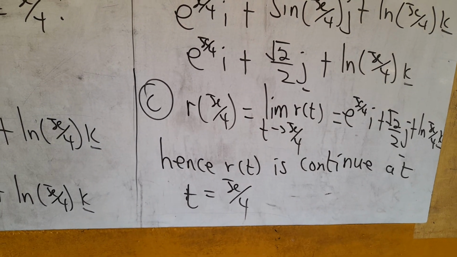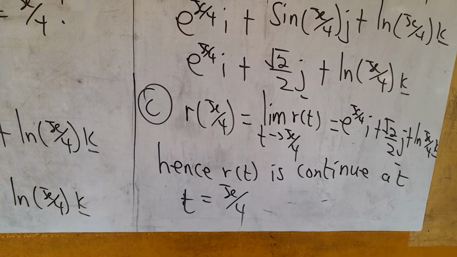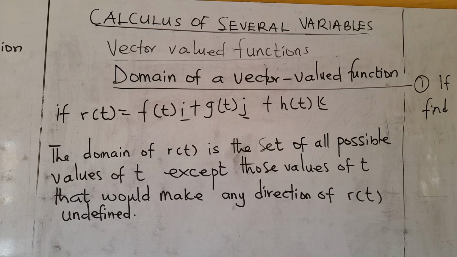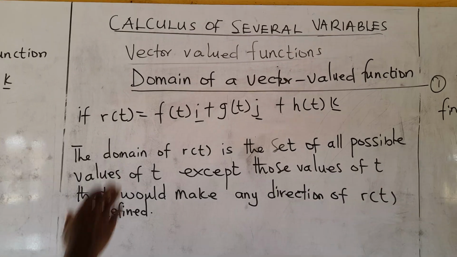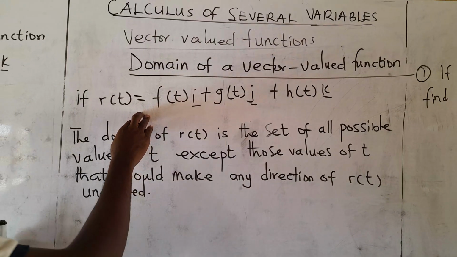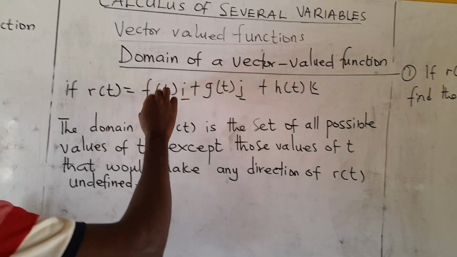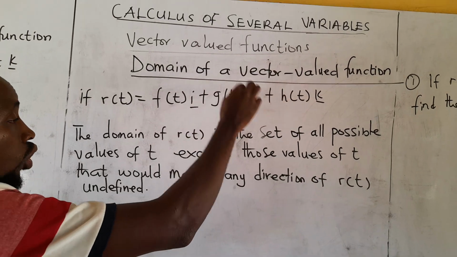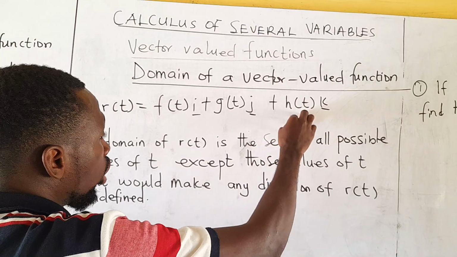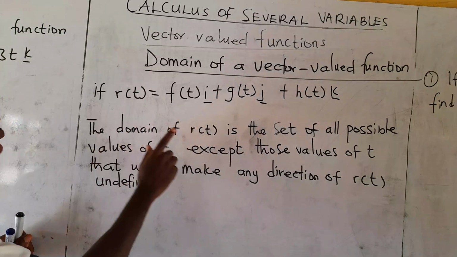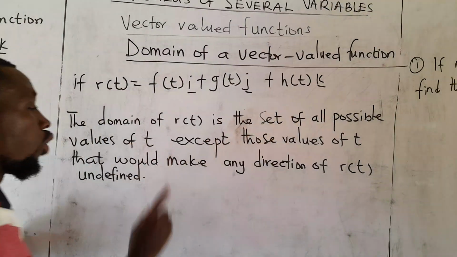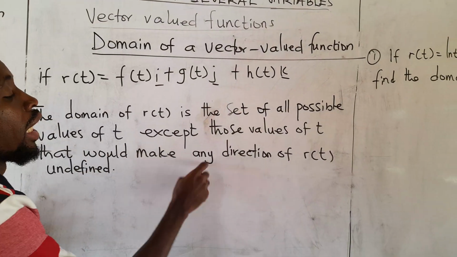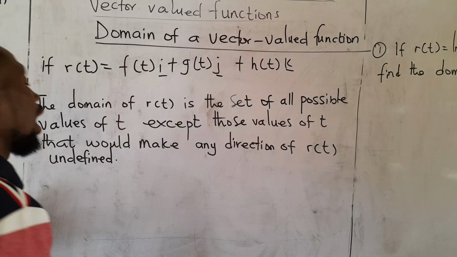The next thing we are going to do is to find the domain of a vector valued function. So let's say r of t is our vector valued function and it is equal to a function f depending on t in the direction of i, and a function g depending on t in the direction of j, plus a function h depending on t in the direction of k. Then the domain of our r of t is the set of all possible values of t, except those values of t that will make any component of r of t undefined.